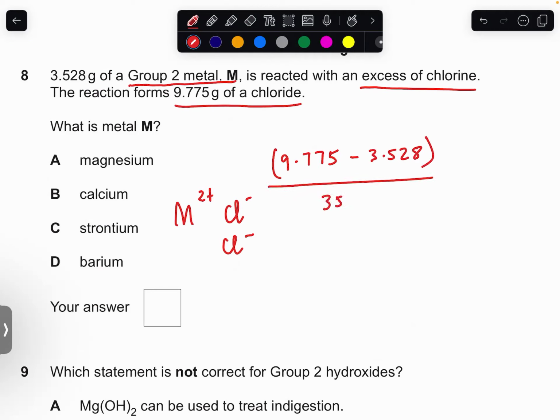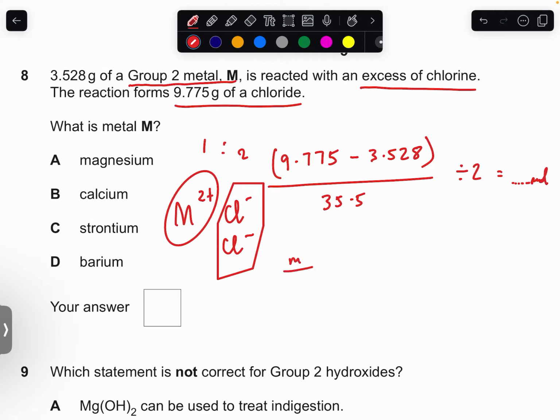Let's divide that by 35.5. You see, this gives you the moles of chlorine that's been added. The moles of chlorine is in a 2-to-1 ratio. And so we divide that by 2. That will give you the moles. And what we do, again, mass over number of moles gives you the MR.